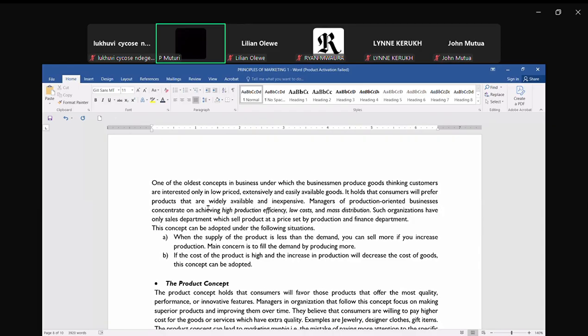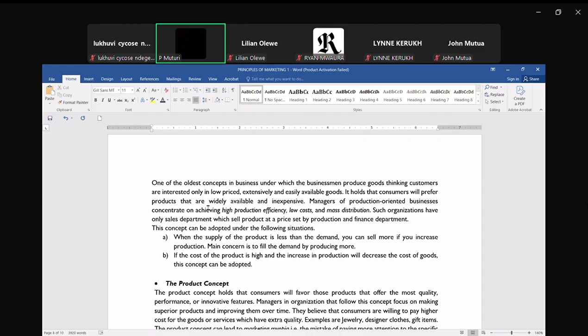And such companies tend to be very focused on the sales department, or rather have only a sales department which sells products at a price set by the production and finance department. So the product is availed at a low price, because the company is doing mass production, therefore incurring less cost, and they can charge a relatively low price. Think about basic products, things like matchboxes, salt. They still apply this because they are in high demand. The demand is quite high.